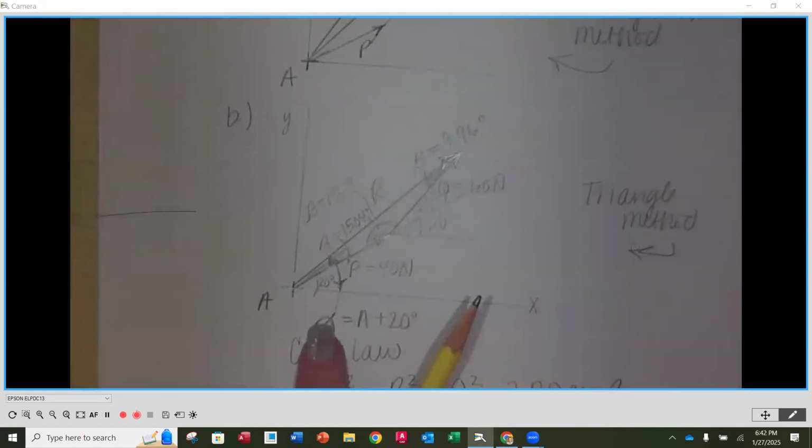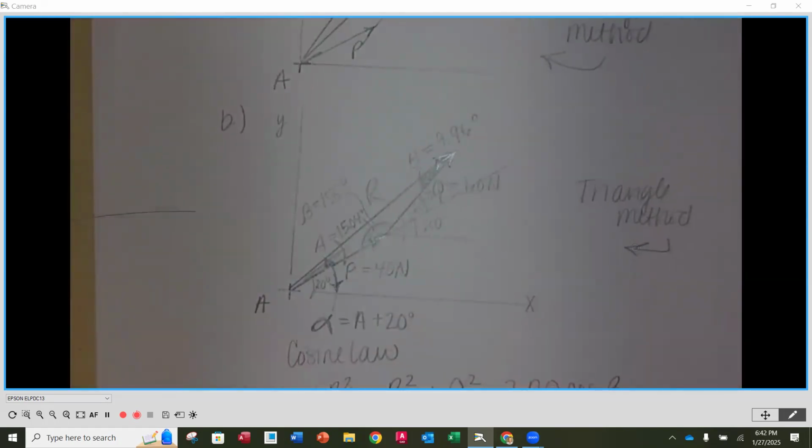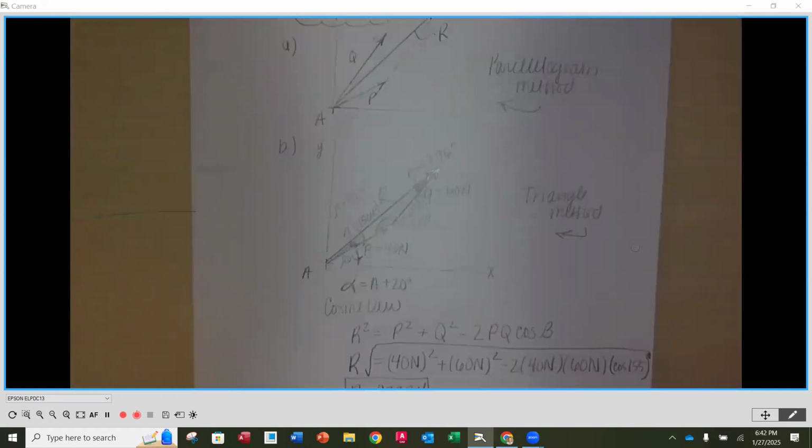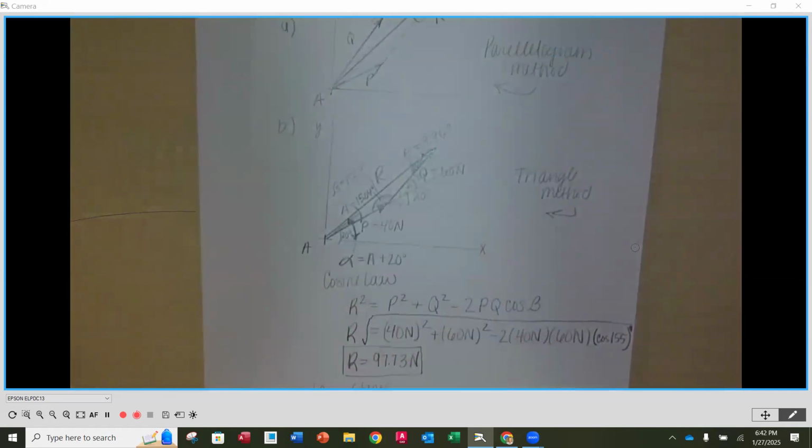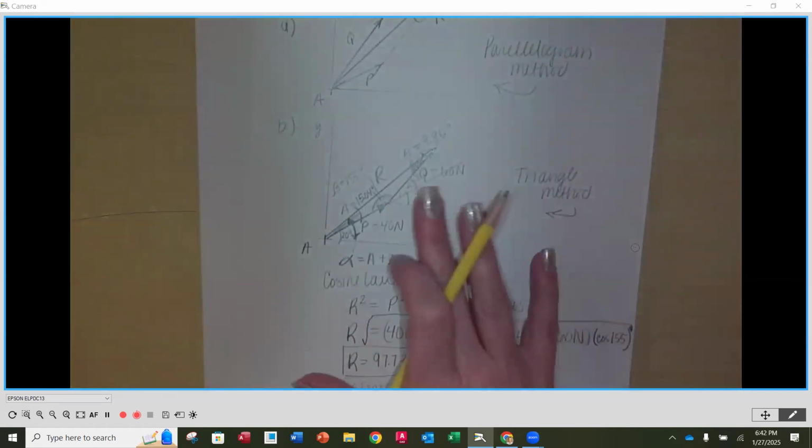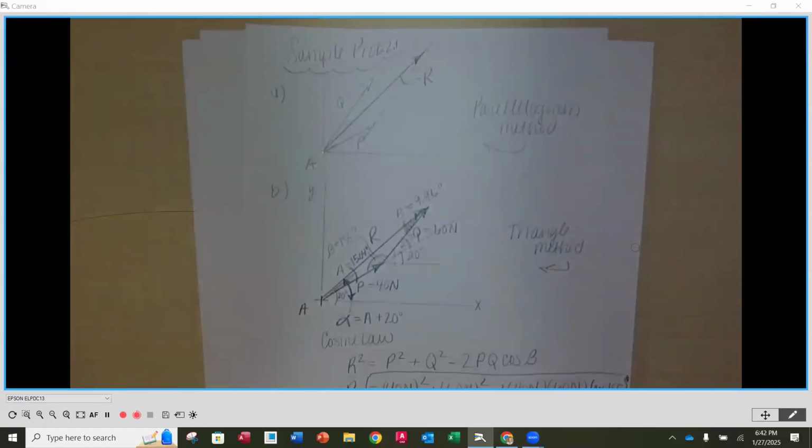Labeled on your diagram. Here's my alpha labeled on my diagram. Box around your resultant. Your resultant is labeled on your diagram. So the things that I look for most here are, number one, all of your labels are on here. So I better see P's, Q's, R's. Additionally, don't make them super small. This is a little small for me.